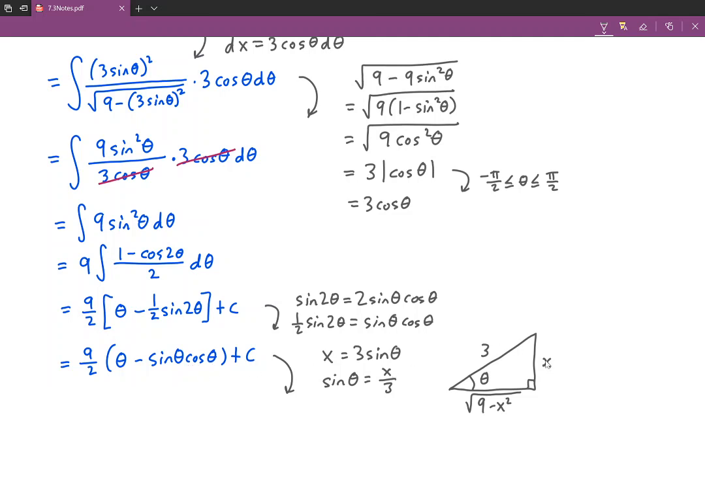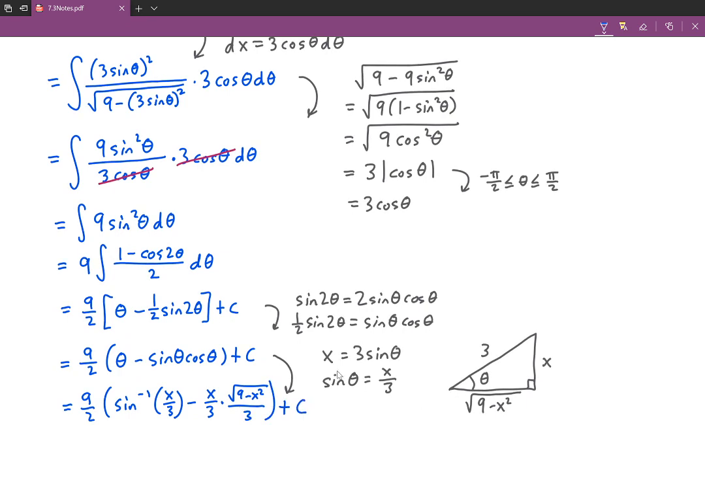And cosine theta, which we just mentioned, we can write as adjacent over hypotenuse. Now the last thing is we're going to have to replace theta, and to do that we can just take the inverse sine on both sides of the equation sine theta equals x over 3. So what we can write here is 9/2 inverse sine x over 3, and then the sine theta we said was x over 3. The cosine theta we said was the square root of 9 minus x squared over 3. Close paren, plus C.